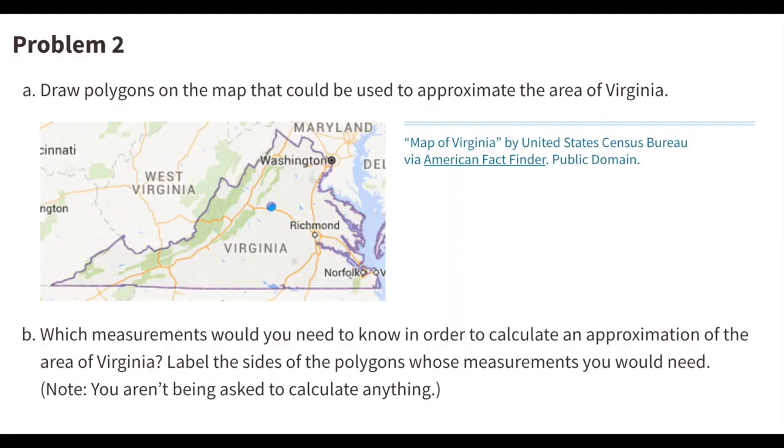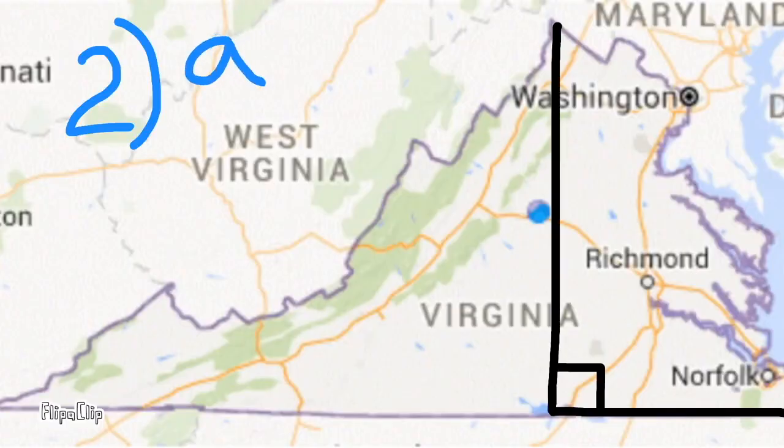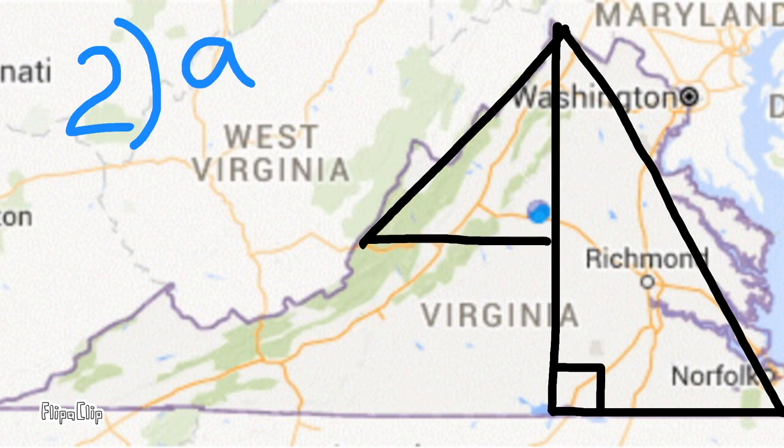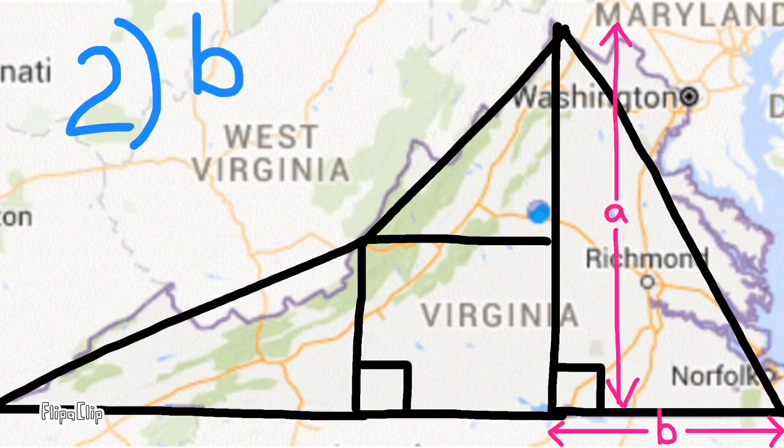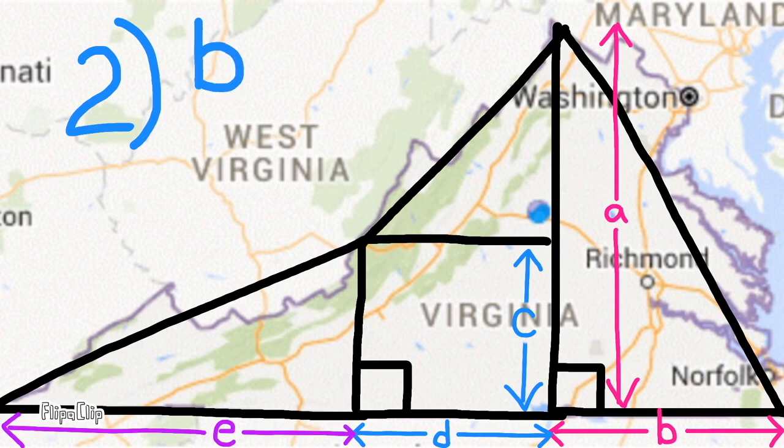Number 2. A. Draw polygons on the map that could be used to approximate the area of Virginia. And B. Which measurements would you need to know in order to calculate an approximation of the area of Virginia? Label the sides of the polygons whose measurements you would need. Note, you aren't being asked to calculate anything. Let's draw the polygons on the map for 2A. To answer 2B, we would need the base and the height for each of these polygons.